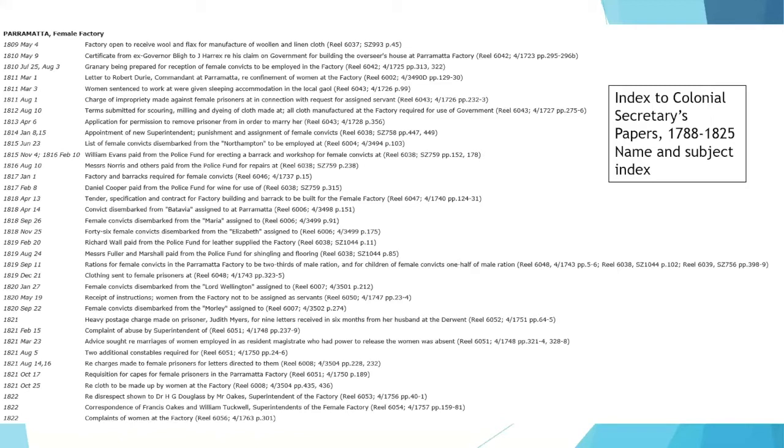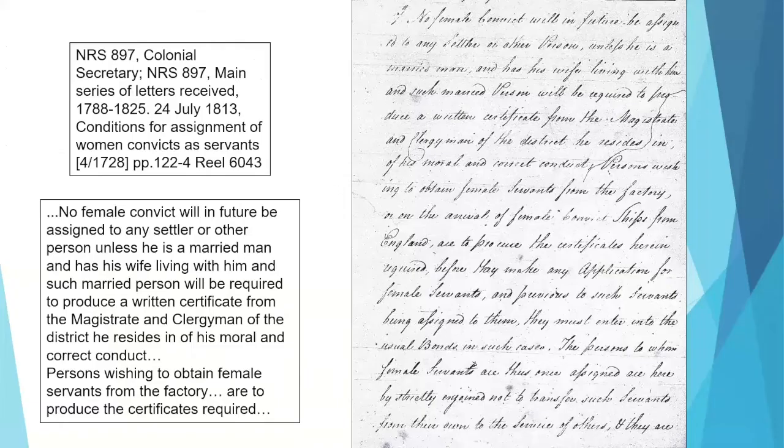Then we've got 1821, heavy postage charge made on prisoner Judith Myers for 9 letters received in 6 months from her husband at the Derwent, Tasmania. 1821, complaint of abuse by the superintendent, and so on and so forth. So you could read these letters and I think you'd get a really good feel for what things were like at the female factory at the time. If you had someone in there, you might not actually pick up their name, but it would still give you a bit of an idea of what the conditions were like and possibly what their life had been like. 1822, complaints of women at the factory. So life was not all rosy by any means.